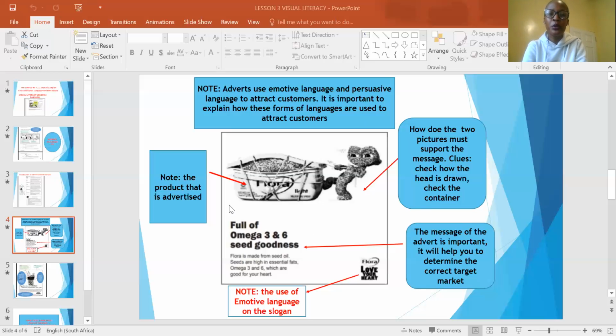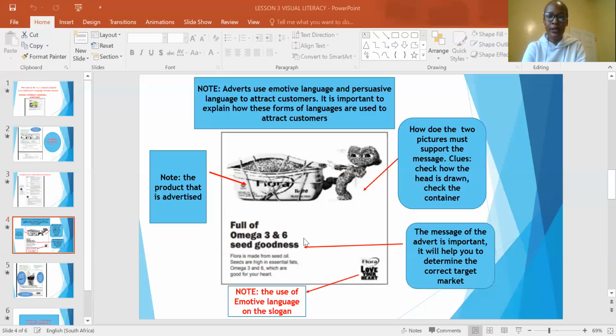Now, when you look at this advert, first and foremost, I see a picture of Flora. Pardon me, it's not colorful, but I believe that you will be able to see. I also see a picture of a character with a body that is made up of seeds, and the head is also shaped like a heart. And then, interestingly, or rather intriguingly, I also see that the bucket of Flora, or the container of Flora, is wrapped by a rope.